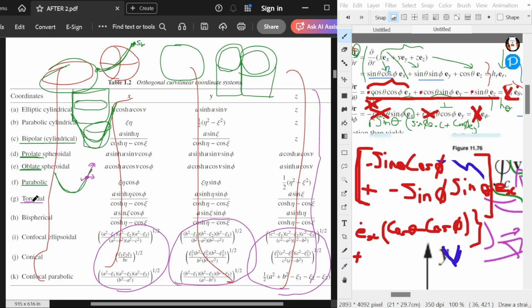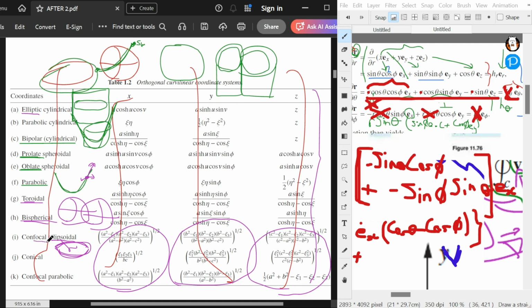Toroid. I don't know what that means. Bispherical. It's like two spheres, somehow. Confocal ellipsoidal. Why not elliptic? They use elliptic up here. Ellipsoidal. What does oidal mean? Spheroidal. Cylindrical. Why not cylindroidal? Spheroidal, ellipsoidal. Either way, I'm thinking like a 3D oval. Ellipsoidal. Spheroid.